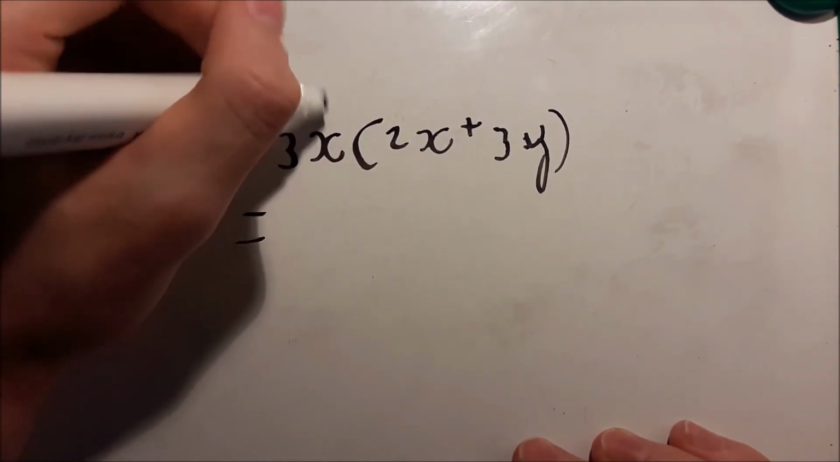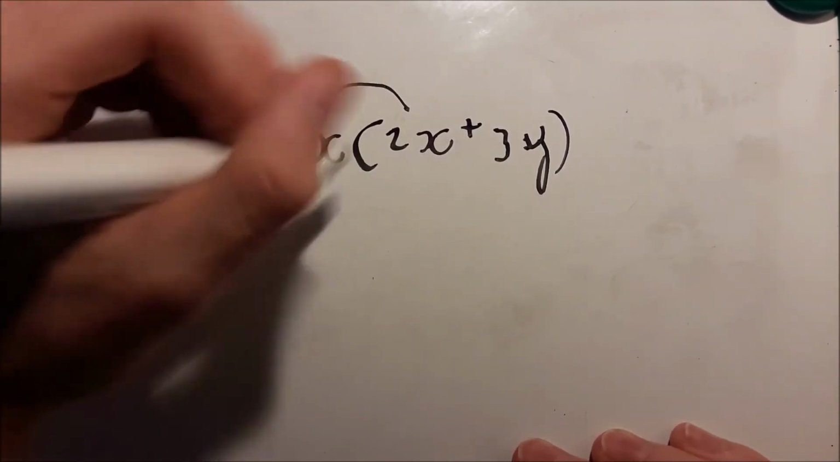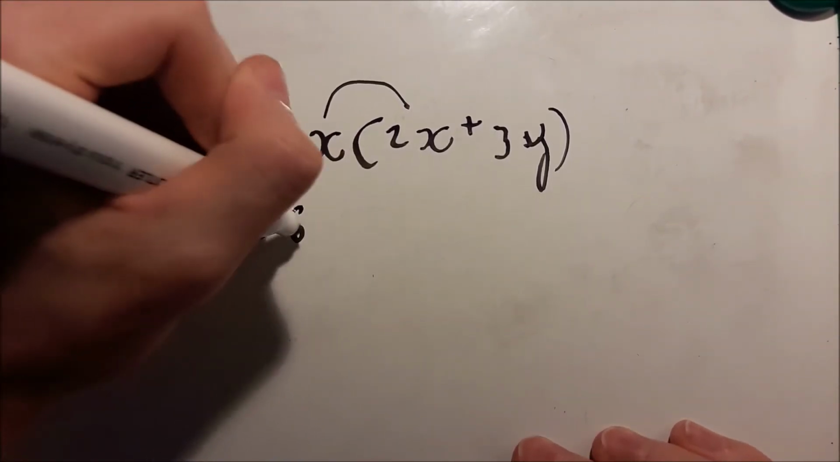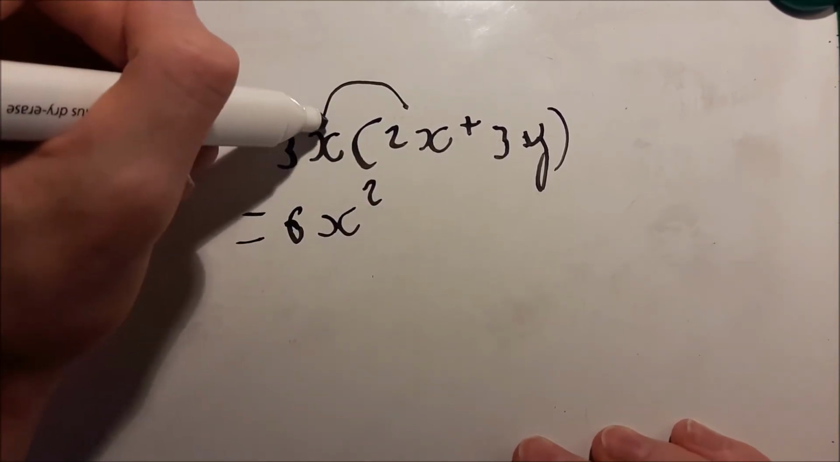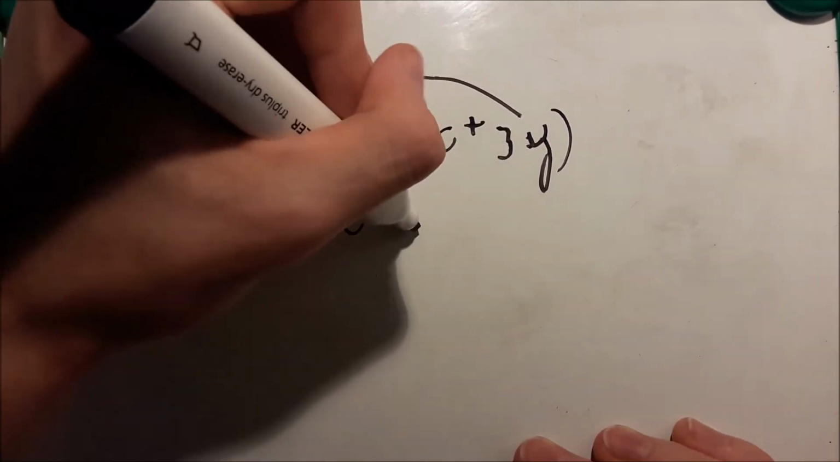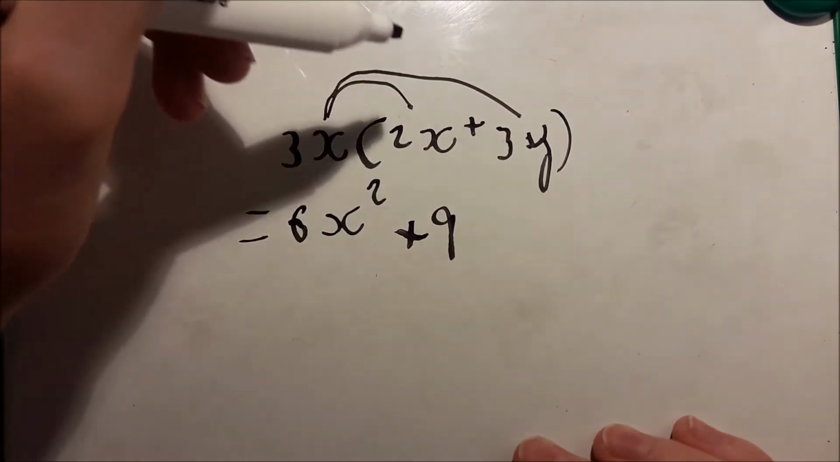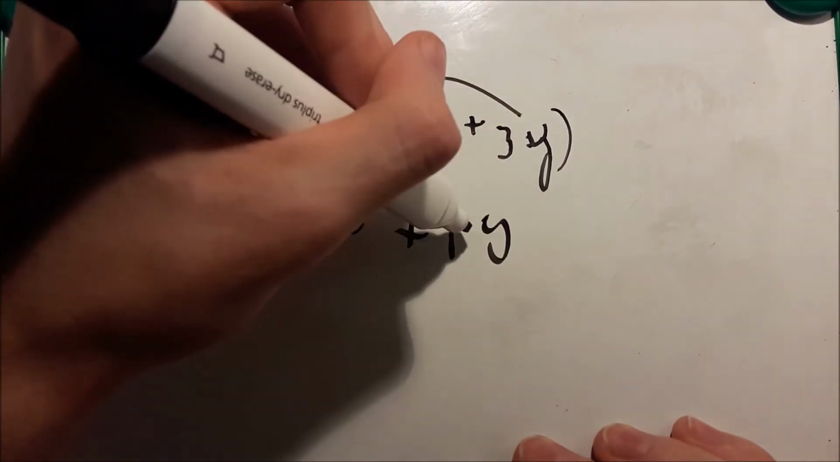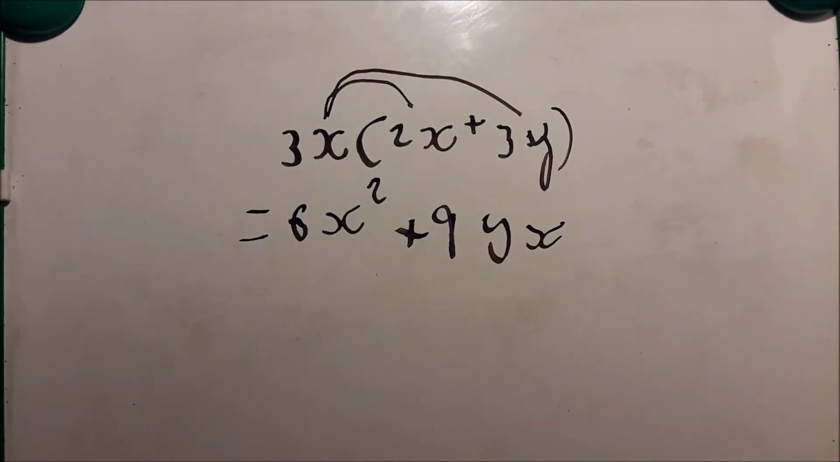So 3x times 2x: 3 times 2 is 6, and x times x is x squared. Now we times it by 3y, and 3 times 3 is 9, and it's positive, and x times y is xy, or yx, whatever you want to put. It really doesn't matter which way around it goes. So that's the first answer. It's very simple. We're starting from a nice easy one.